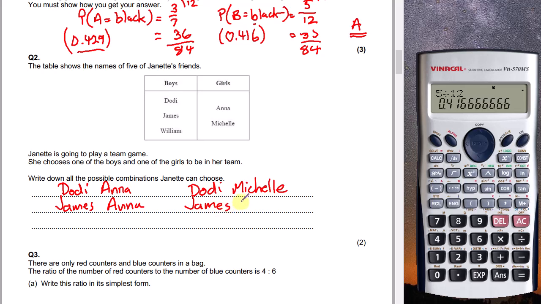James and Michelle. So these are the people she chooses, it's not the teams. Okay. I was just checking, because if it was the possible teams, then the chances are you might need to say Jeanette plus. So it's worth checking the reading. Write down the possible combinations Jeanette can choose. So these are her choices on the basis that she's going to be playing as well.